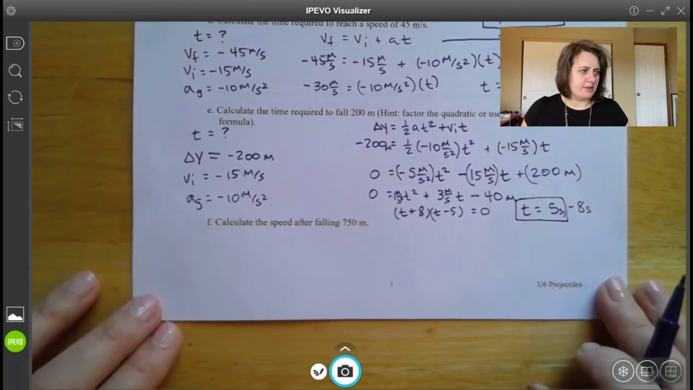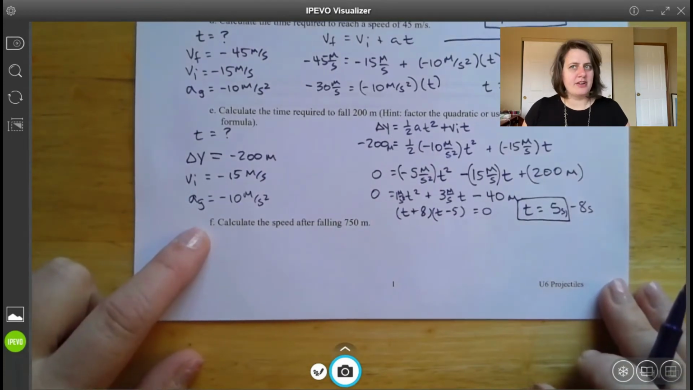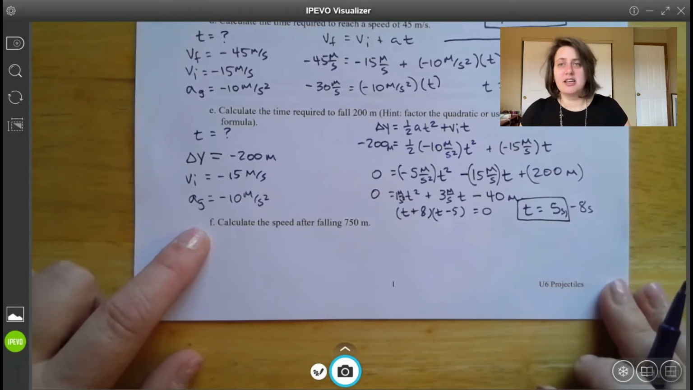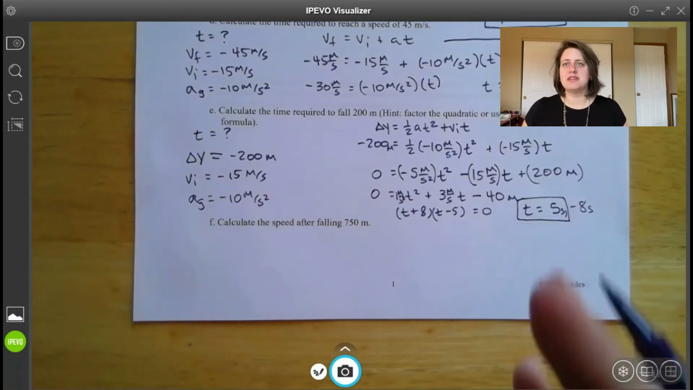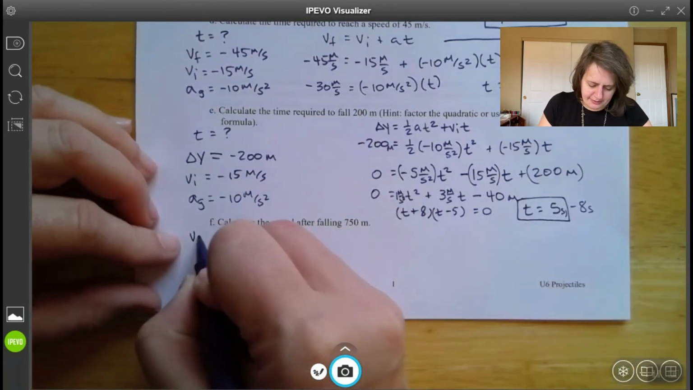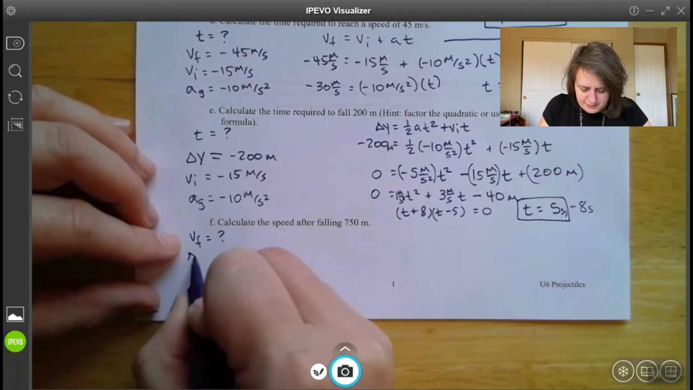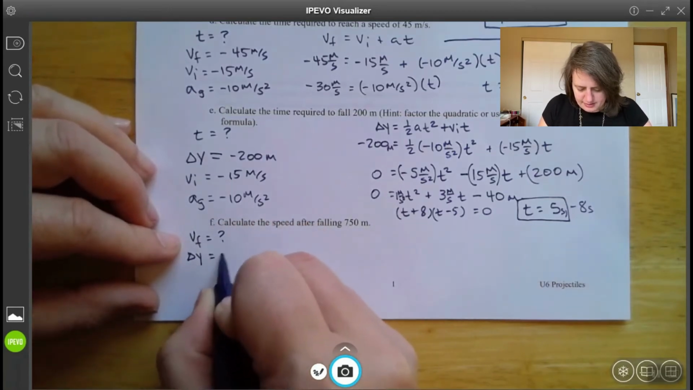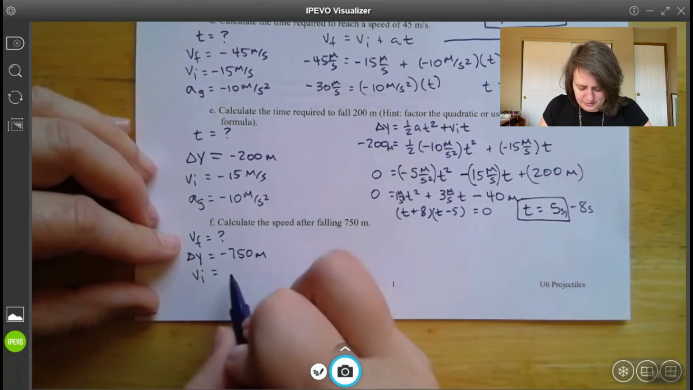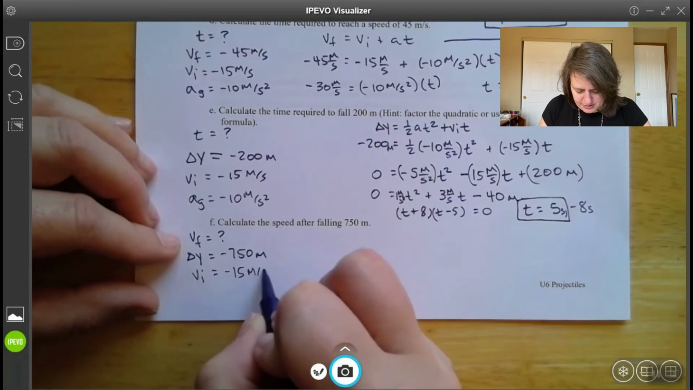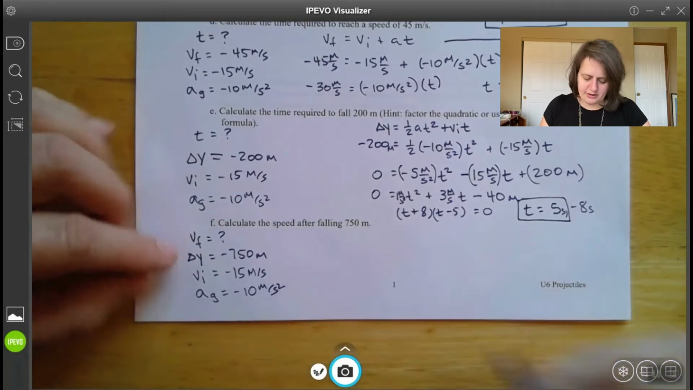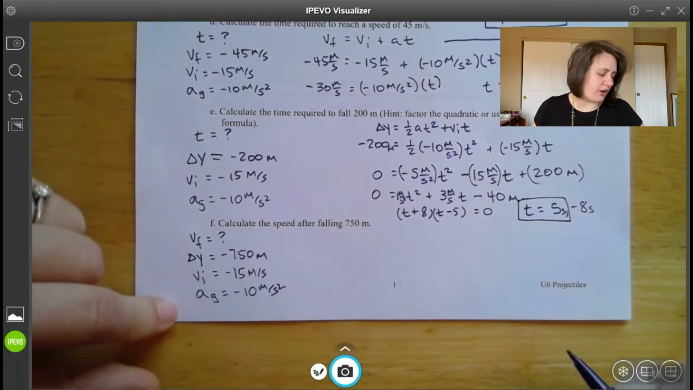Okay. Lastly, calculate the speed after falling 750 meters. This guy didn't really throw a ball 750 meters, did he? No, but we're just using the equations that we know to extrapolate and solve problems. So we're trying to find a final velocity after a displacement of minus 750 meters. Again, our initial velocity is minus 15 meters per second and acceleration due to gravity is minus 10 meters per second squared. So there again, we have 3 things, so we can solve for the 4th one.